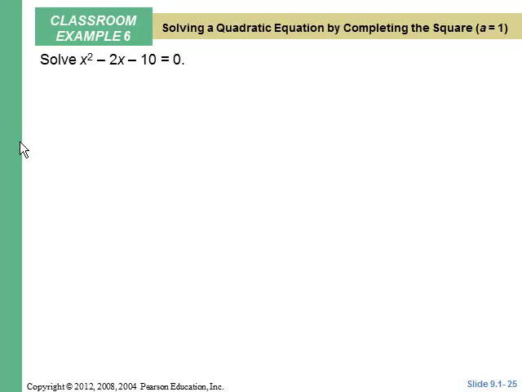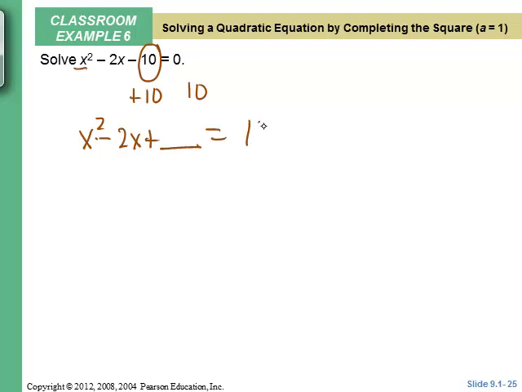Let's look at this one. We're going to complete the square. Now, completing the square is easy if there's no leading coefficient. So how do you do it? The first thing is you get this number to the other side. So we're going to add 10 to both sides. And we get x squared minus 2x plus blank equals 10 plus blank. I put a blank on both sides, and I have to put the same number into both blanks.